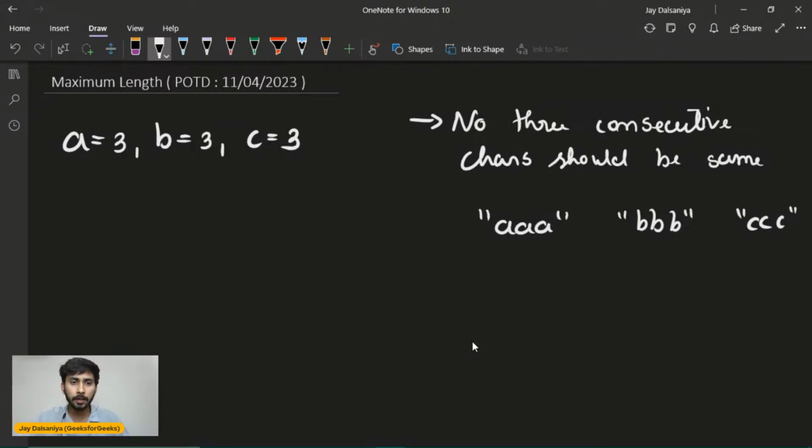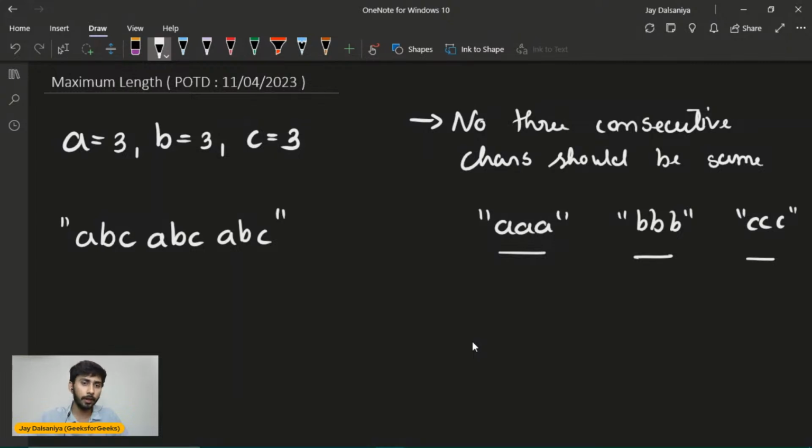For this A, B, and C, for this frequency, what you can do is make this thing in this manner. I will keep A, then B and C, then another A, B, and C, and another A, B, and C. So this is one of the possible arrangements, and here you can observe this substring is not a part of this generated string. Hence it is obviously possible with the help of the given frequencies of A, B, and C. Hence the output will be the length of this string.